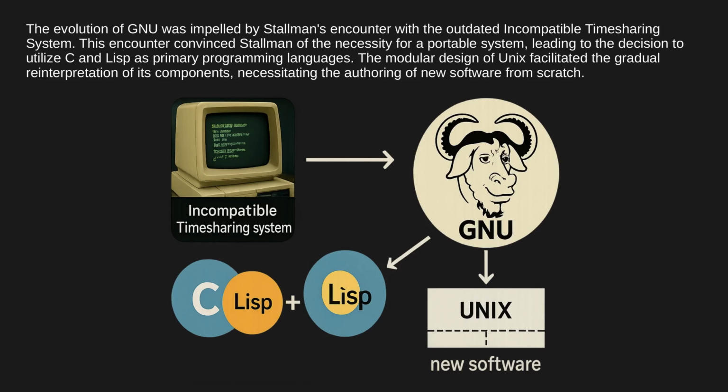This encounter convinced Stallman of the necessity for a portable system, leading to the decision to utilize C and Lisp as primary programming languages. The modular design of Unix facilitated the gradual reinterpretation of its components, necessitating the authoring of new software from scratch.